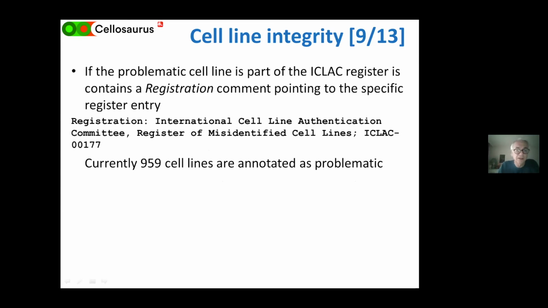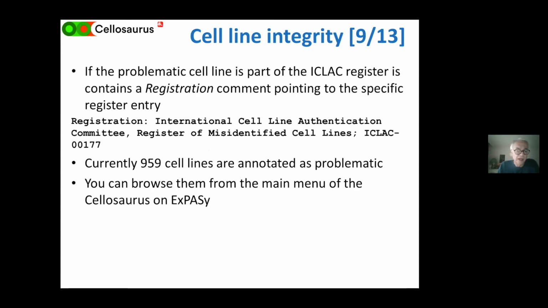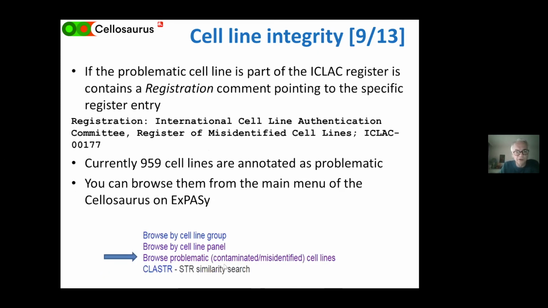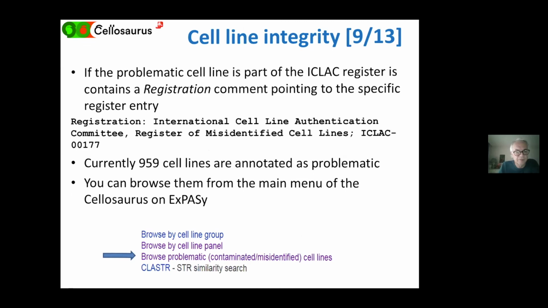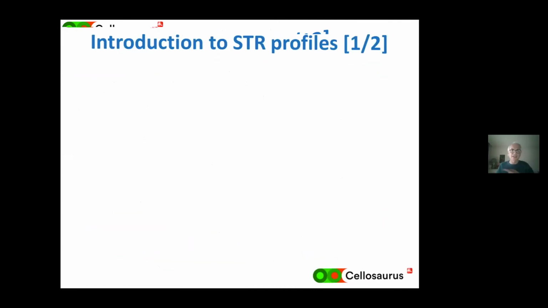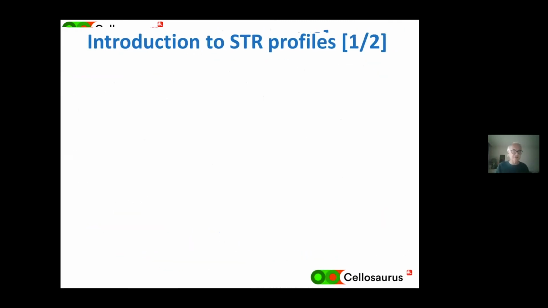So you see quite a lot of them. And of course, you can also browse them directly from the main menu of Cellosaurus, where you have this option, browse problematic cell line. You click on it and you have the list of those contaminated cell lines. Well, I should say problematic cell line, because as I said, it's contaminated, misidentified, or misclassified.